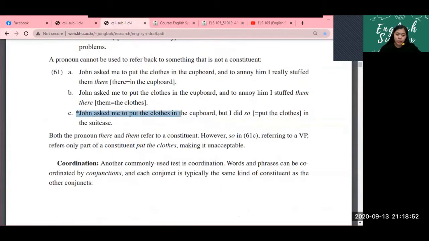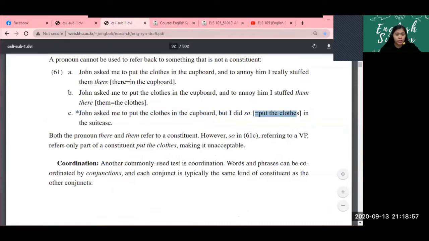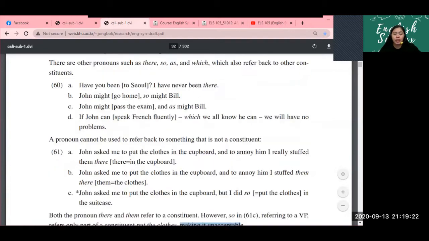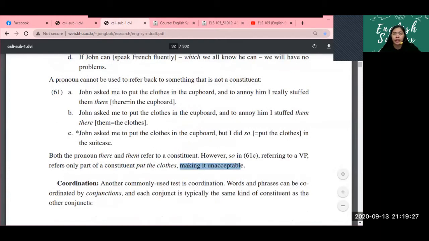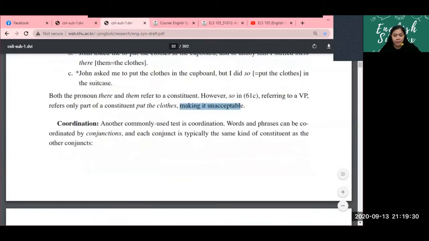John asked me to put the clothes in the cupboard, but I did so. Put the clothes in the suitcase. So both the pronouns there and them refer to constituents, this one and this one. However, in letter C, referring to the VP, put the clothes refers only to part of the constituent, making it unacceptable. So there are some instances where we can use substitution by pronoun to identify whether a group of words is a phrase or a constituent.